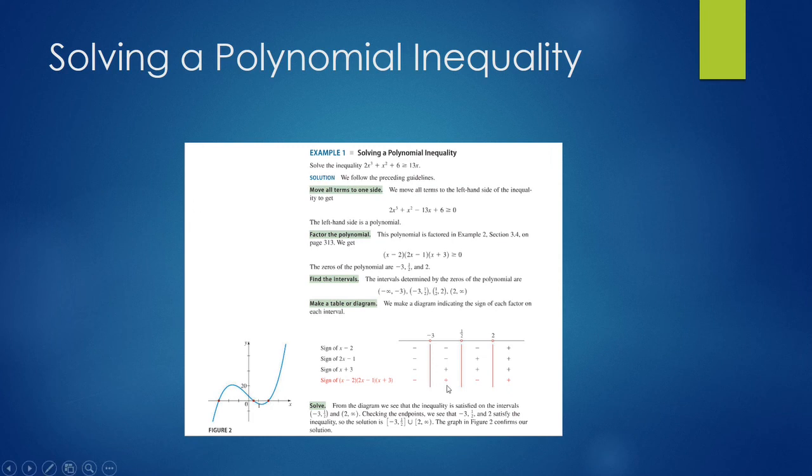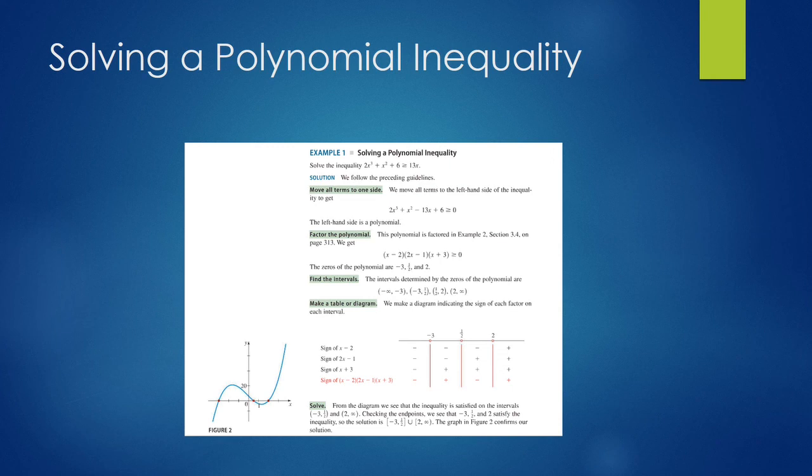I pick a value between -3 and 1/2. Maybe I pick 1. I plug it in. So that's plus, plus, plus. So that's going to be plus. I pick a value between 1/2 and 2, and I get negative. I pick a value greater than 2. Maybe I pick 3. I plug it in, plus, plus, plus, and I end up with a positive number as an output. So this tells me whether my output is positive or negative.